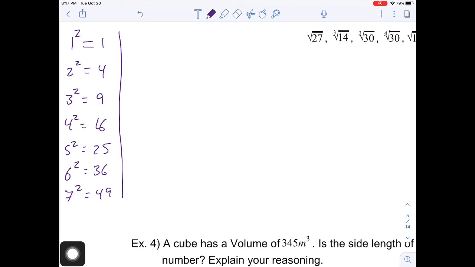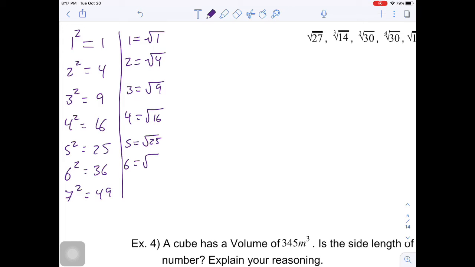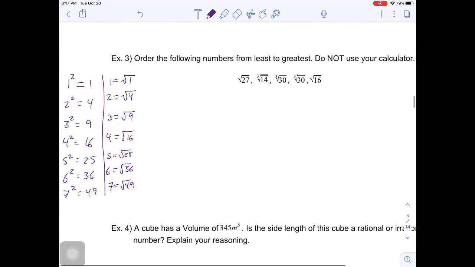Okay, and again, I can represent this in square root fashion. So 1 equals square root 1, 2 equals square root 4, 3 equals square root 9, 4 equals square root 16, 5 equals square root 25, 6 equals square root 36, 7 equals square root 49. So there's my perfect squares.